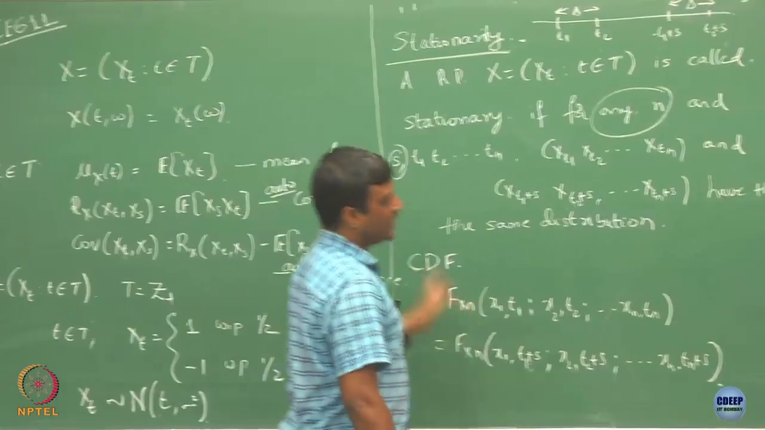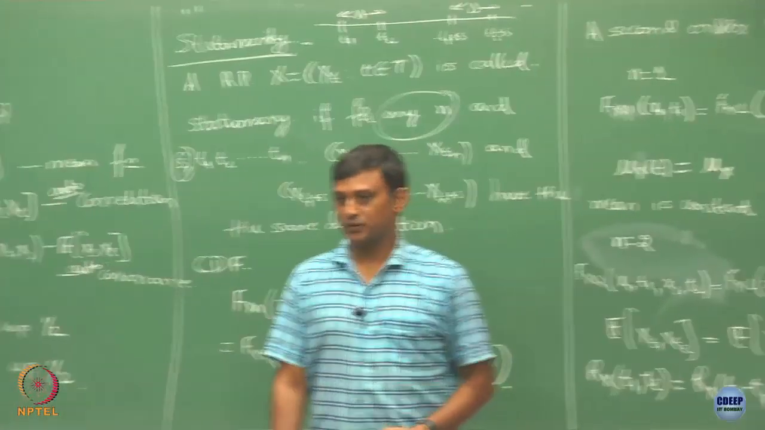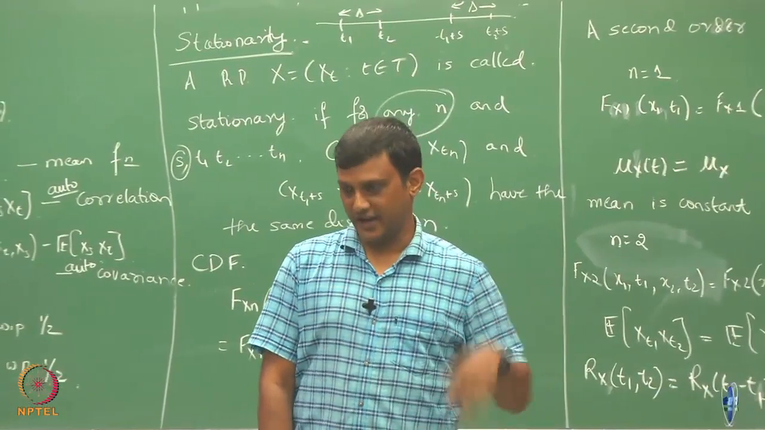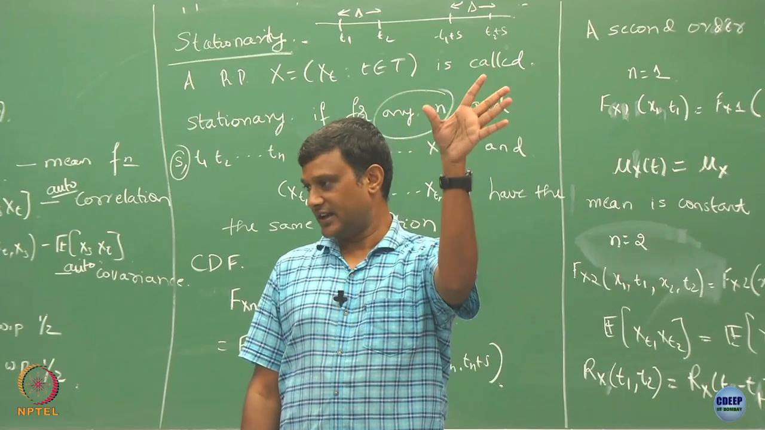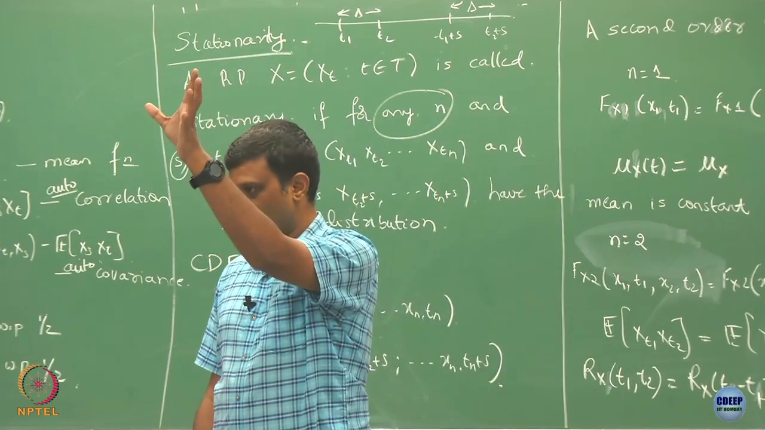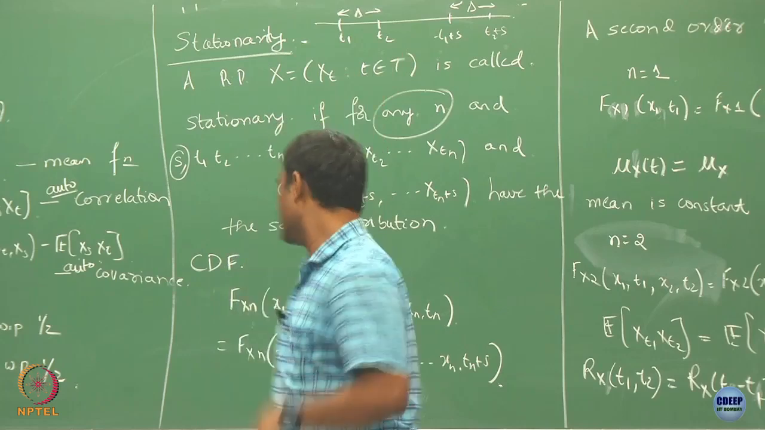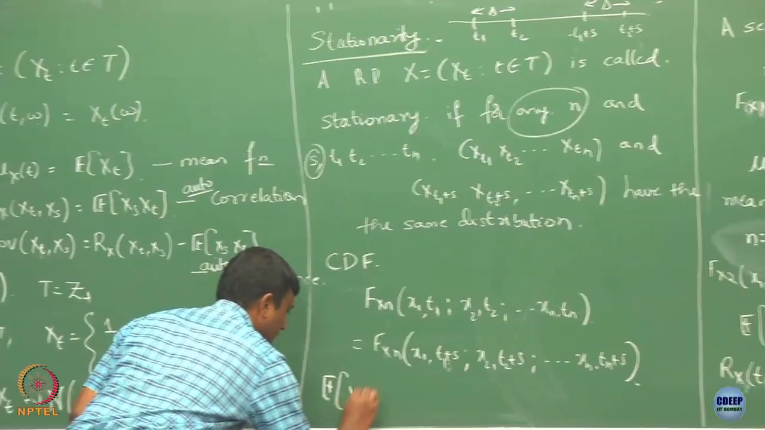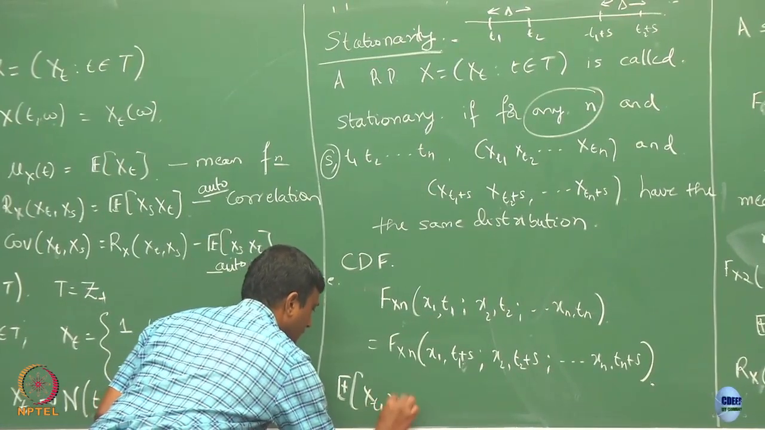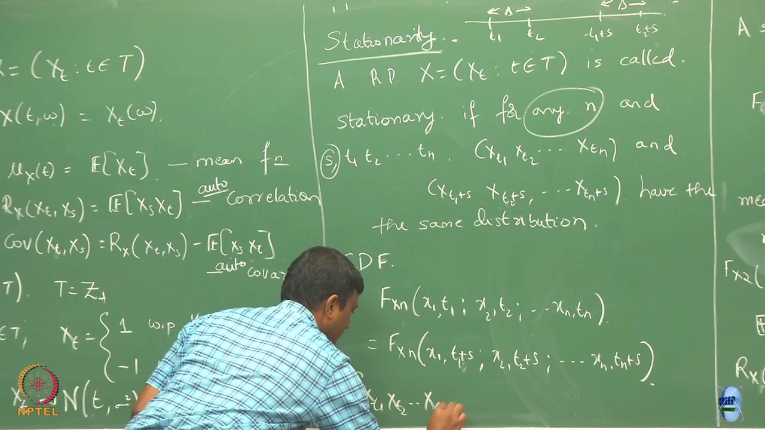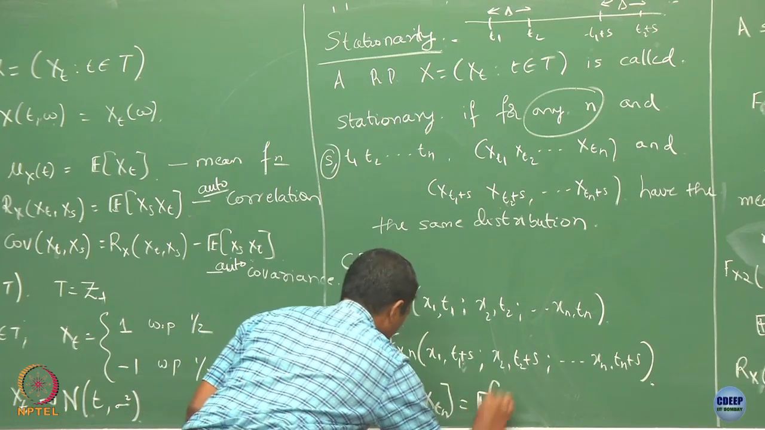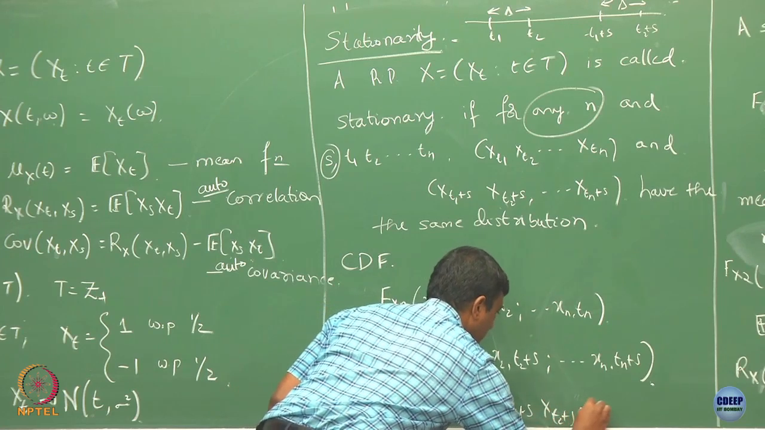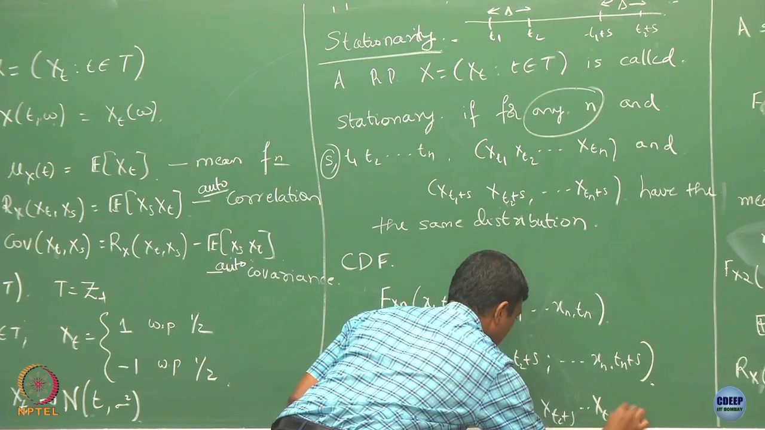So I just did it for n equals 1 and n equals 2, right? You could go on doing this for any number n. You can do it for n equals 3. That means if you take 3 random variables and shift all of them by the same amount, then it should be the case that the joint statistics of X of t1, X of t2, all the way up to X of tn should be the same as those of X of t1 plus s, X of t2 plus s, all the way up to X of tn plus s.